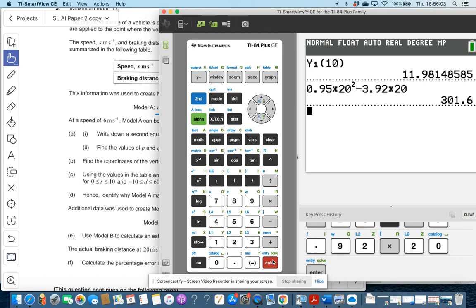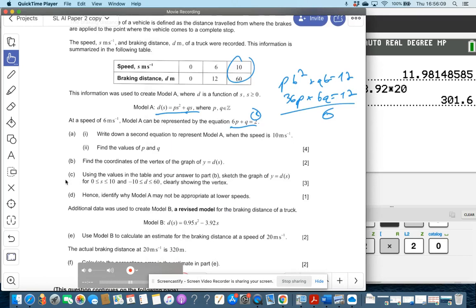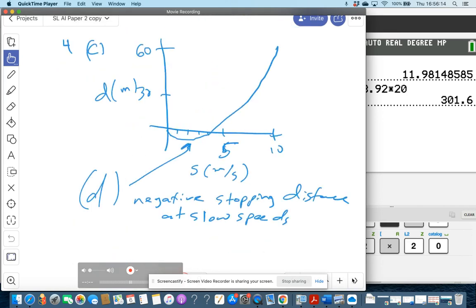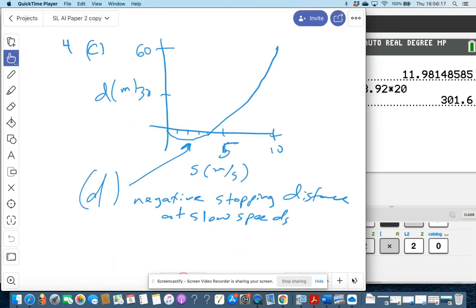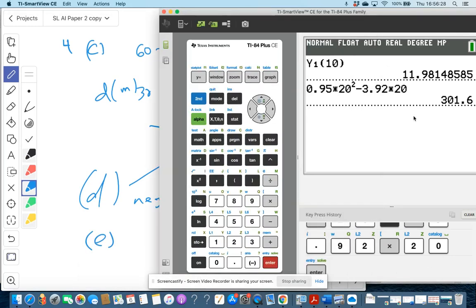So that's 301.6 meters. You could say the exact answer here, or you could round it again to 3 significant figures. Again, this is model B, and I might want to show that calculation that I did there: 0.95 times 20 squared minus 3.92 times 20, and that's equal to 301.6. I could say 302 meters, or the exact answer.